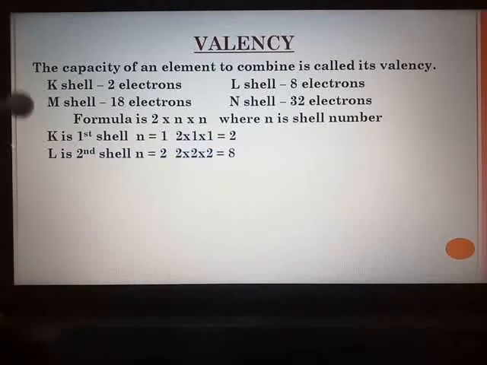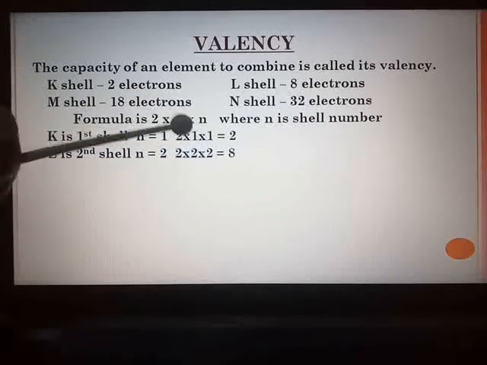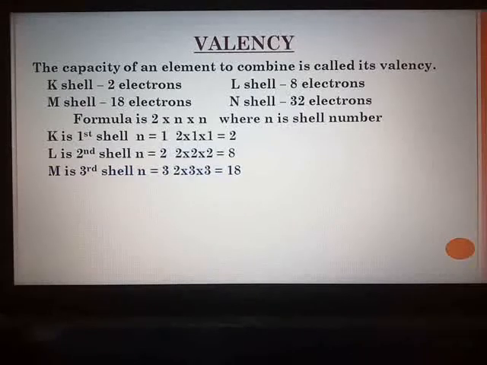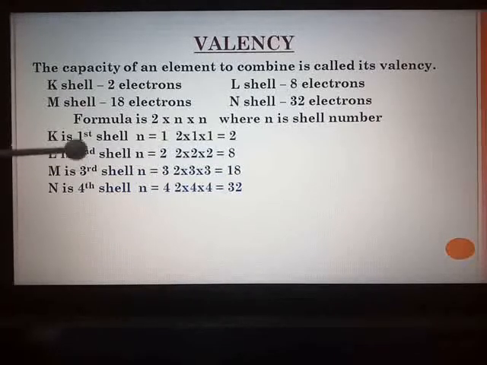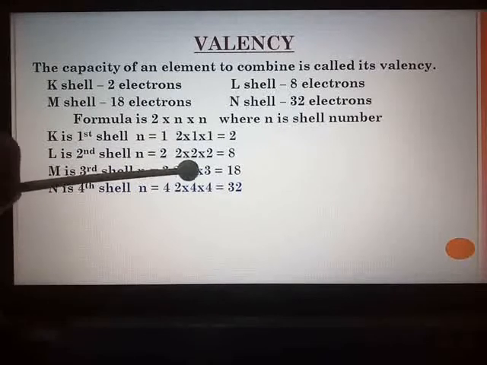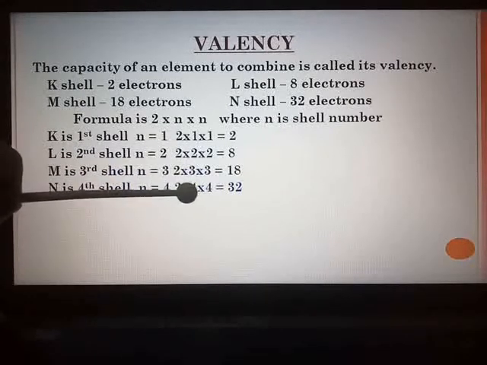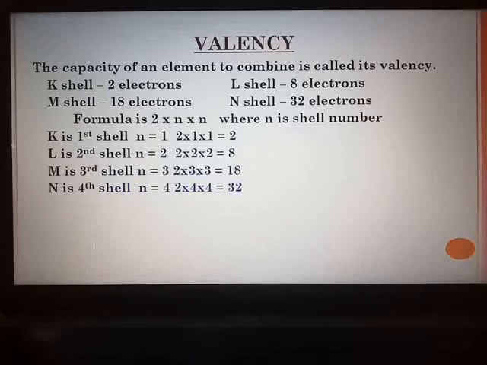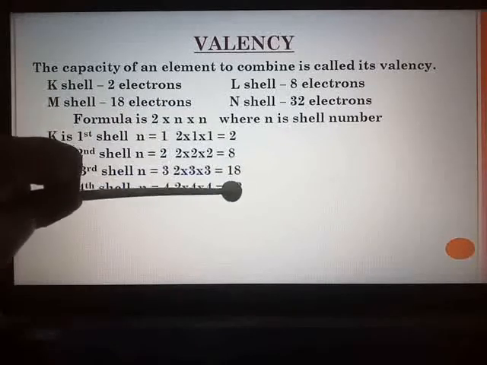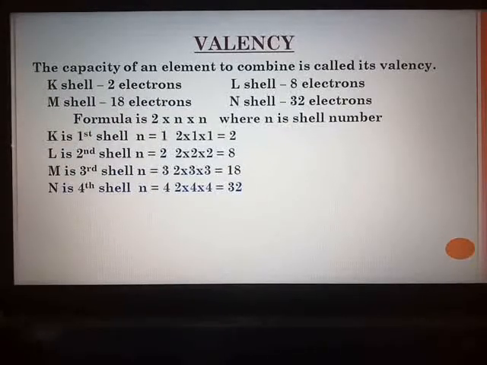Let us see the next shell. L is your second shell. So second shell means n is 2. So 2 multiplied by 2 multiplied by 2 comes out to 8. Similarly for M and for N, it is the third shell and the fourth shell. In place of n you substitute 3 and in the fourth case you substitute 4. You will get the answer as 18 and 32.